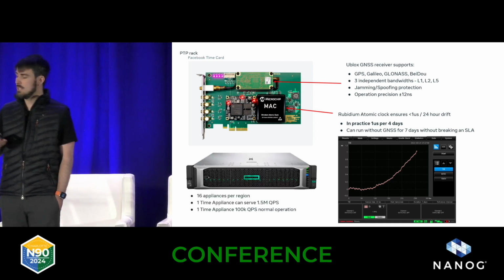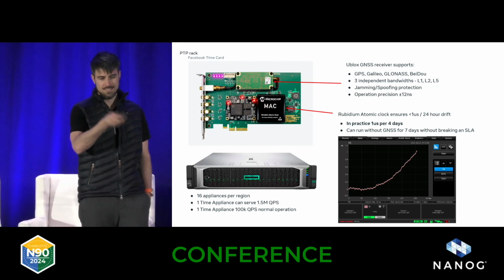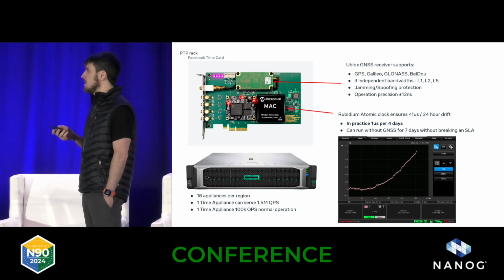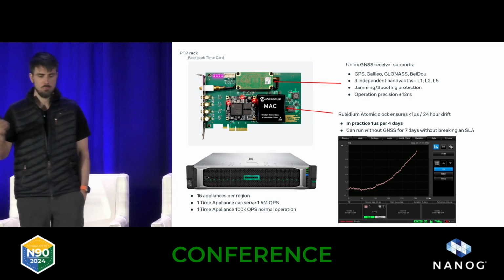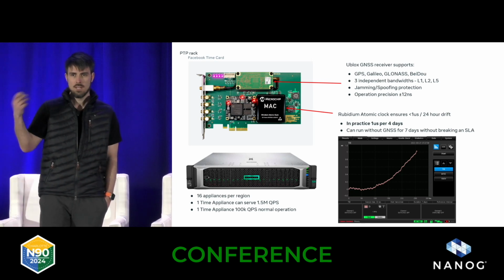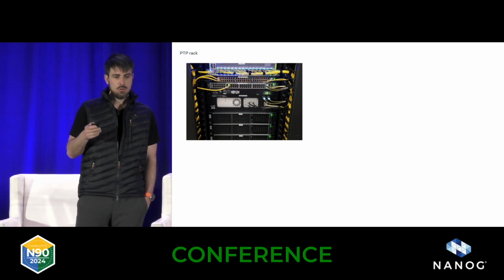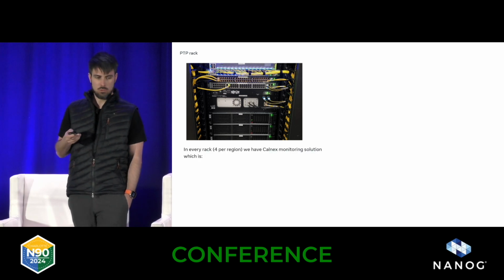Then this is just a typical DL380 HPE server, which we plug the time card into, and it can handle up to 1.5 million clients. But in reality, we just need 100,000 QPS. That's normal operation. We just need to build for cases of degradation.